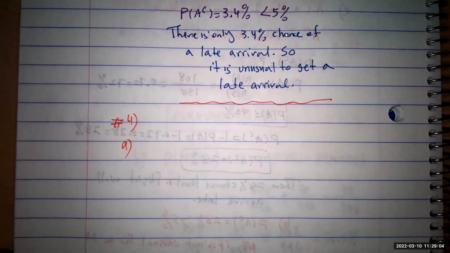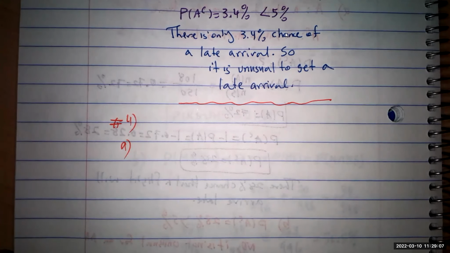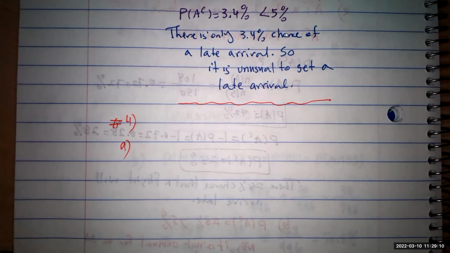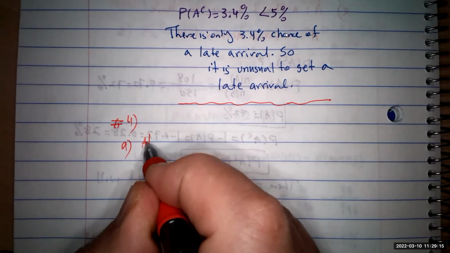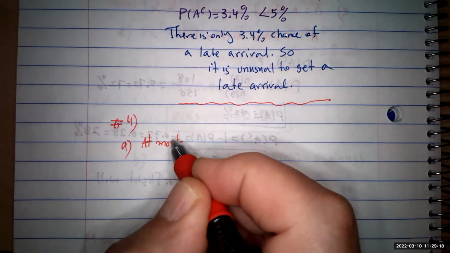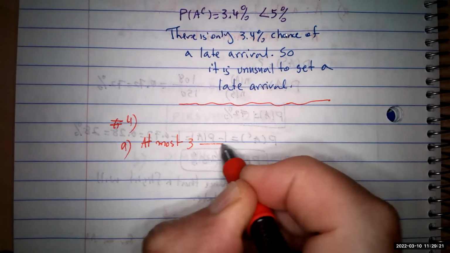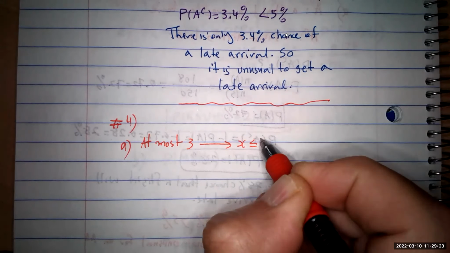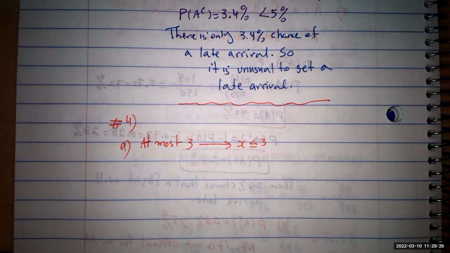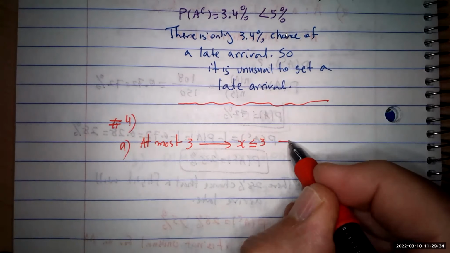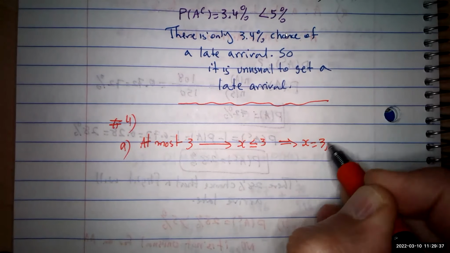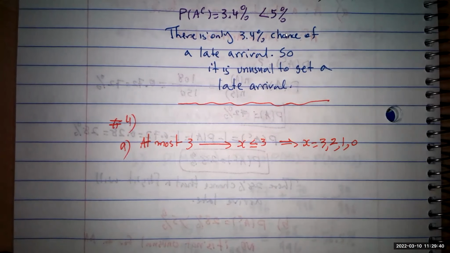The number of televisions is X. So in number 4, you want to know the numbers to be at most 3. Remember, at most is the end. So this means your X is going to be less than or equal to 3. Okay, less than or equal to 3 means what? Means 3, 2, 1, 0. So this means X can be 3, 2, 1, and 0. So you are going to add those probabilities together.